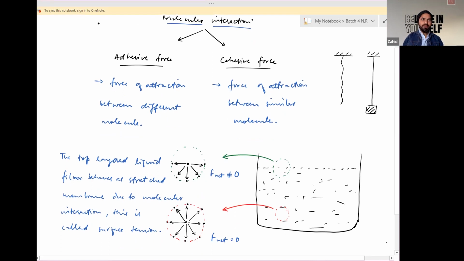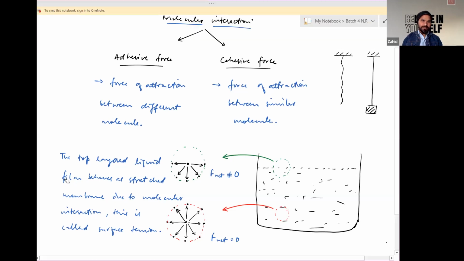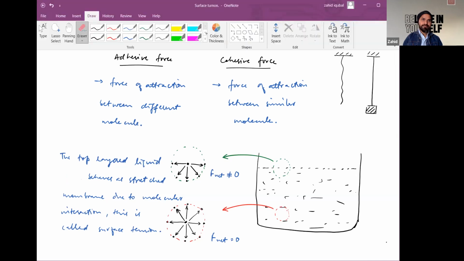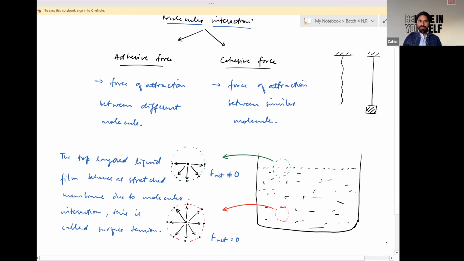Liquid film means a thin layer of liquid, which behaves as a stretched membrane due to its molecular interaction.